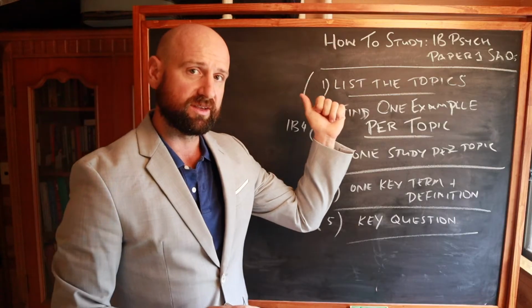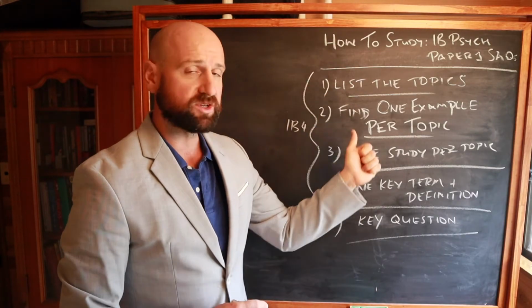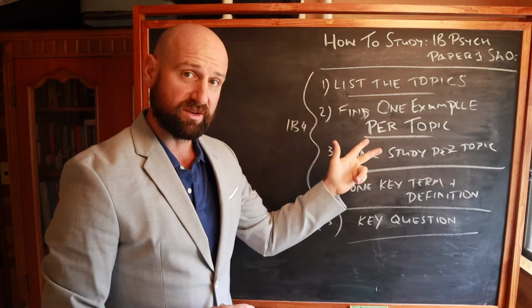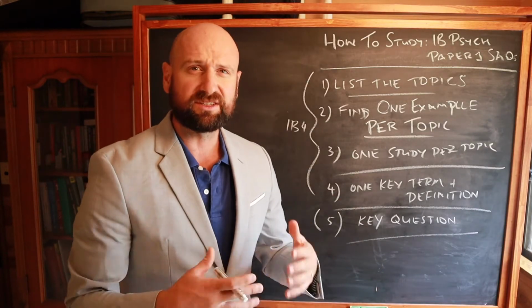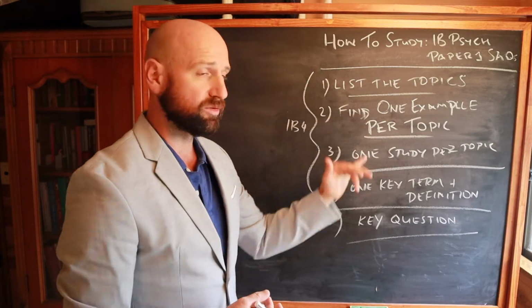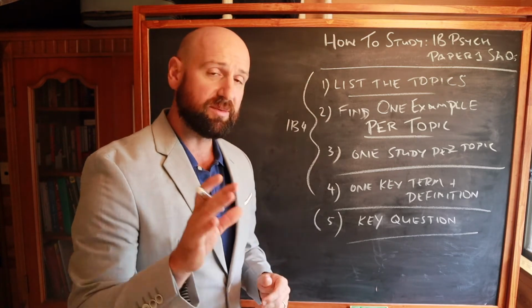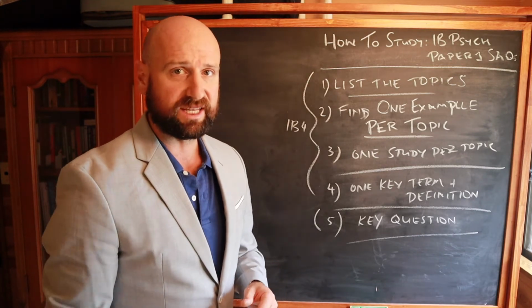If the exam question comes up, you've got a relevant topic, a relevant example, you've got a relevant study, and you can summarize that in a bit of detail, and you can define a key term, this is putting you on track for an IB 4. You do it really well, maybe a 5. If you're aiming for a 5 or higher, then we need to keep going in the steps.